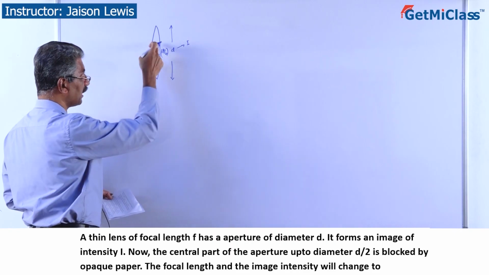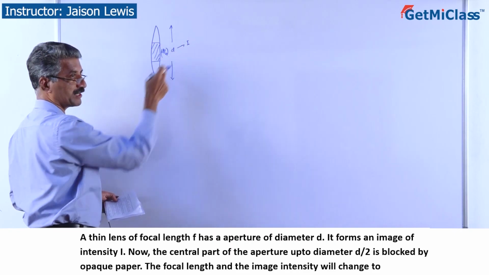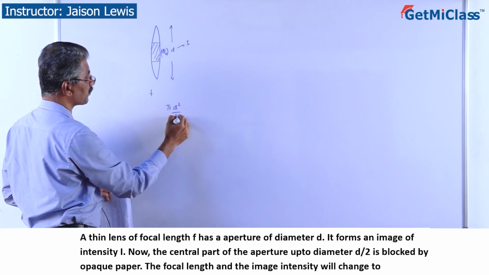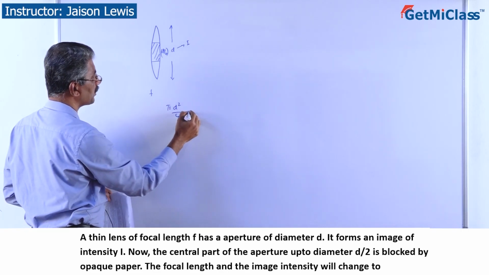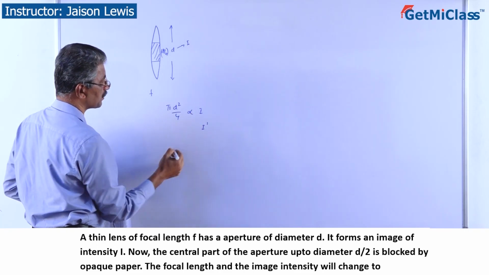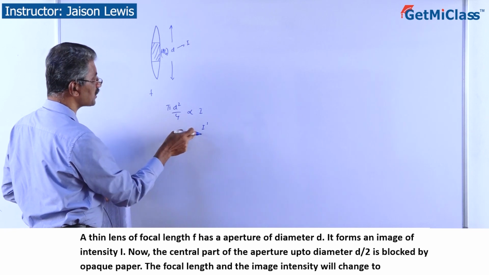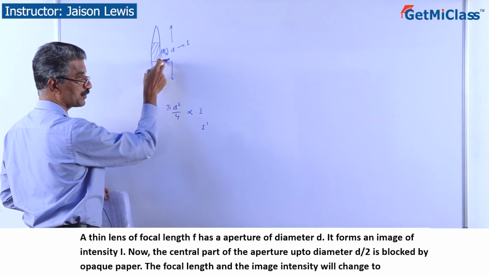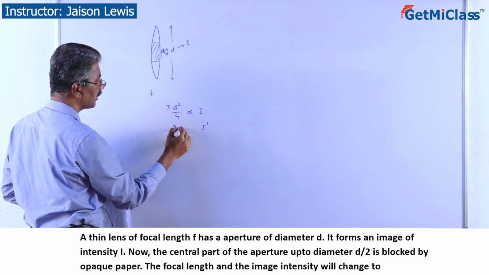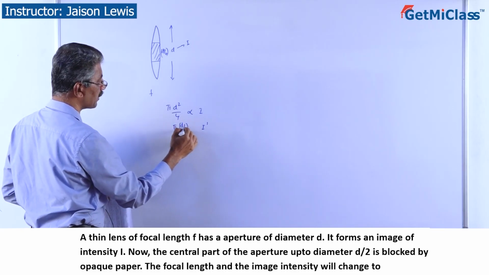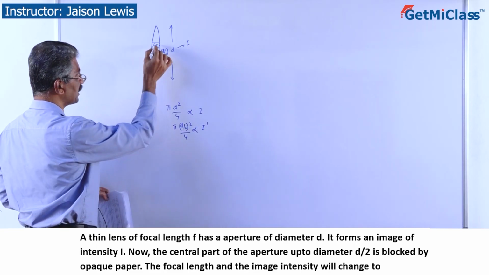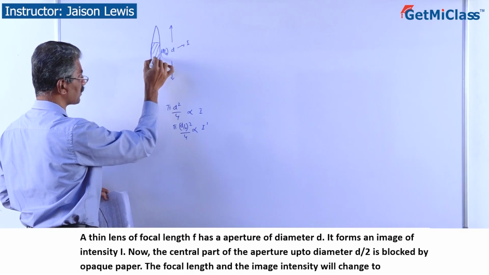We know area is proportional to intensity. Initial area is pi d square by 4 and that is proportional to the intensity I. Now the intensity is I dash, because of d by 2. So when you consider d by 2, now we can rewrite pi times d by 2 whole square divided by 4, and that is proportional to I dash. That means intensity corresponds to this shaded portion.